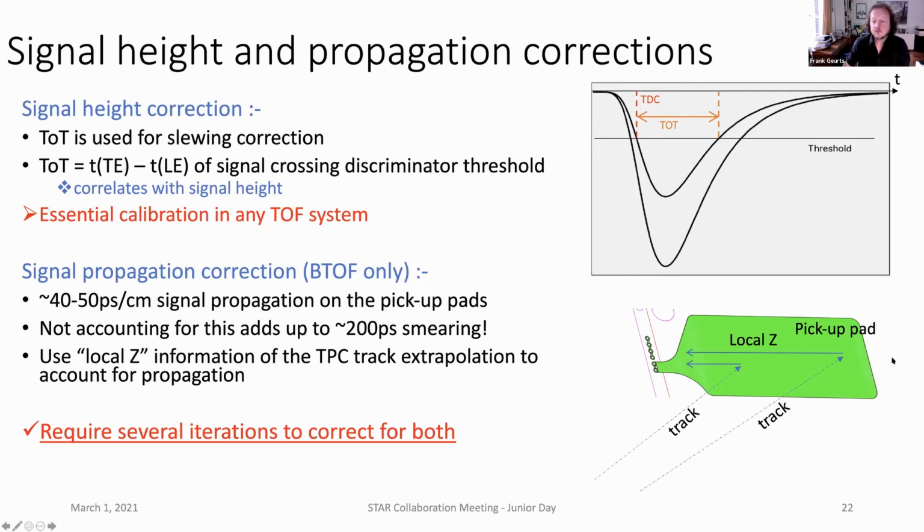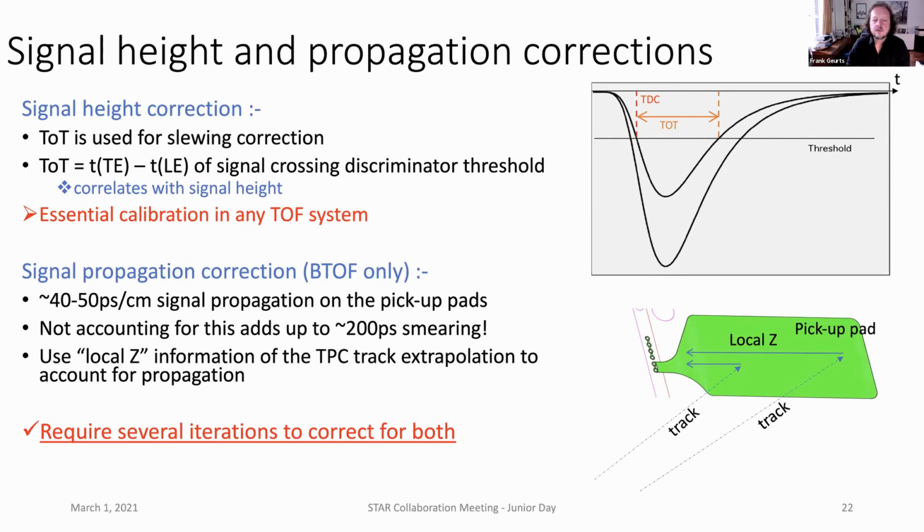If you don't account for that spread, then with 6 centimeters, you're looking at smearing that easily can be 200 or more picoseconds, something you want to avoid because remember, one of the first slides that I showed you was about time resolutions of 100 picoseconds. This already would spoil that quite a bit.